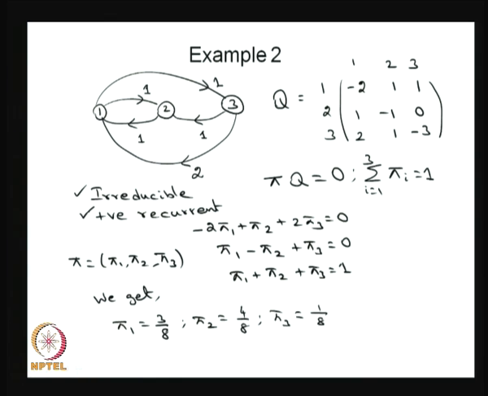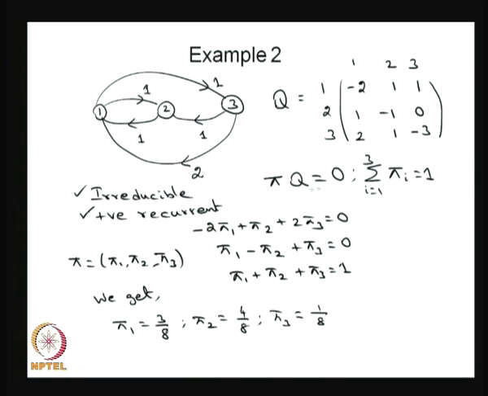So, there are 3 equations. I take the first 2 equations and one normalizing equation and solve these 3 equations, I can get pi 1, pi 2, pi 3. You can verify that the summation is going to be 1. So, this is the limiting distribution as well as the stationary distribution, because the model is an irreducible positive recurrent model. So, this limiting distribution and the stationary distribution are one and the same.